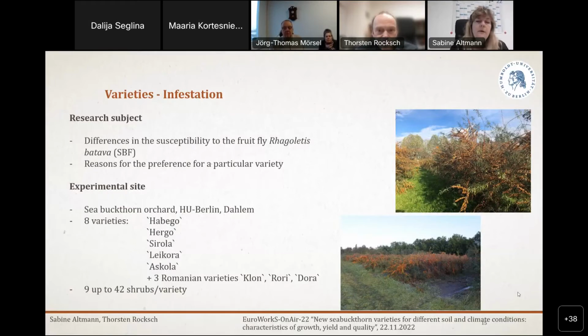First, I want to give you a short look at our experimental site. We have a small sea buckthorn orchard at the premises of the Humboldt University in Berlin. And there we have 8 varieties: Habego, Hergo, Sirola, Lycura, Ascola, and 3 Romanian varieties, which were kindly provided by Alexandru Vulpe, whom I think you all know, with the names Clone, Rory, and Dora. And we have 9 up to 42 shrubs per variety.